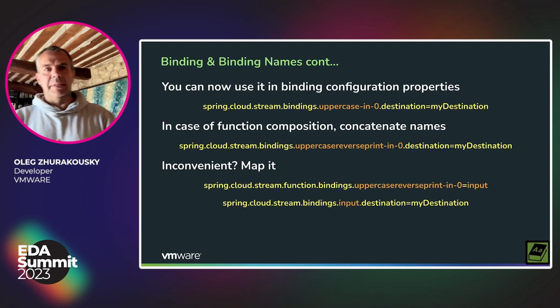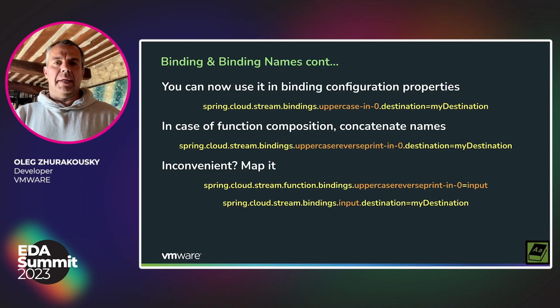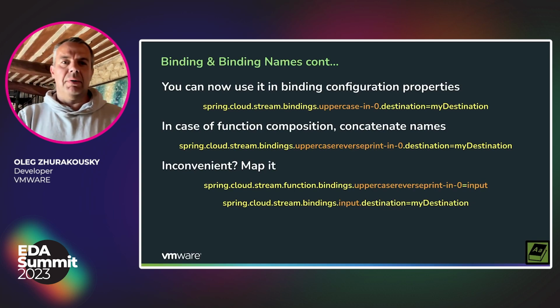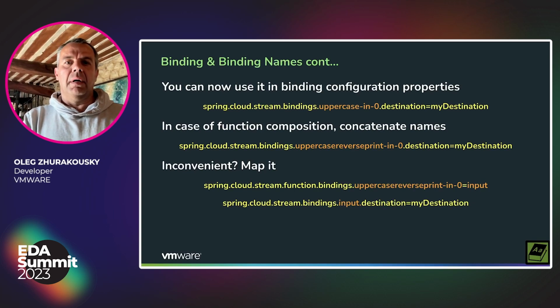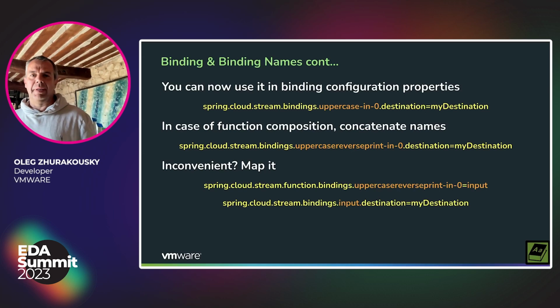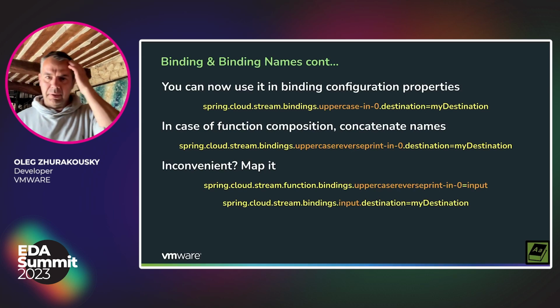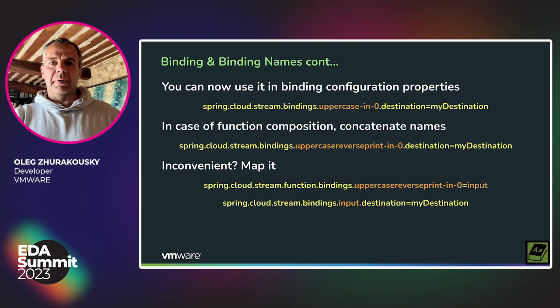So, okay, going back to this slide. We do have uppercase in 0 as a binding name. And now you can see how you can use this binding name as part of your binding configurations for other properties of this particular binding. However, in the case of function composition, those binding names could become very unreadable, like you see in an example right here, where we compose uppercase, reverse, and print functions into one. The binding name becomes uppercase, reverse, print in 0, which is basically one unreadable name.